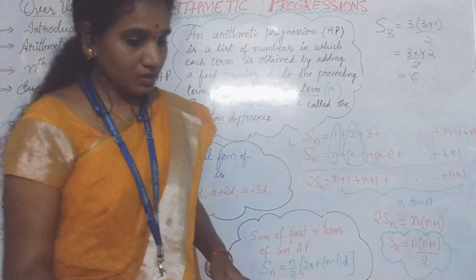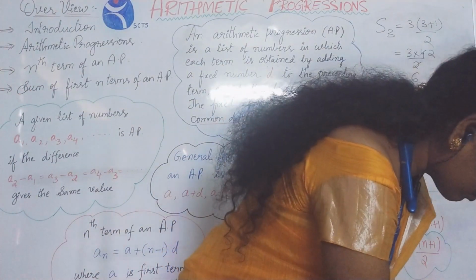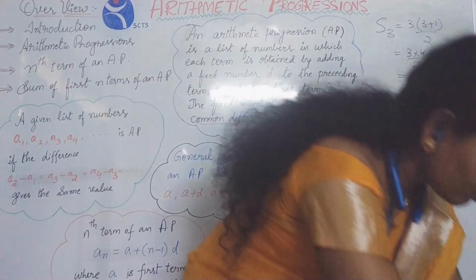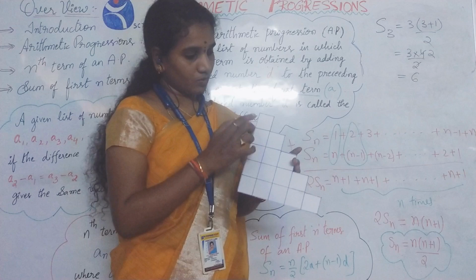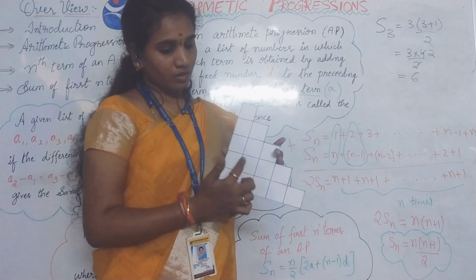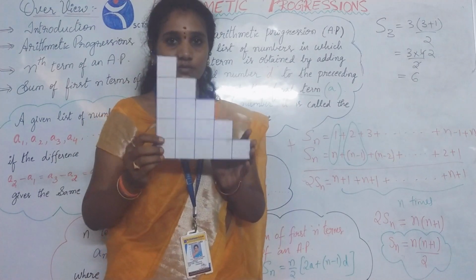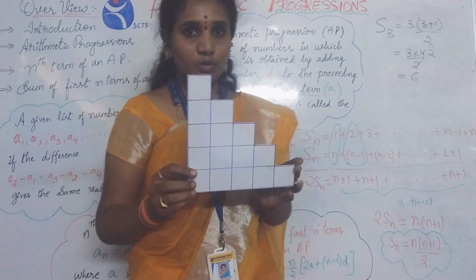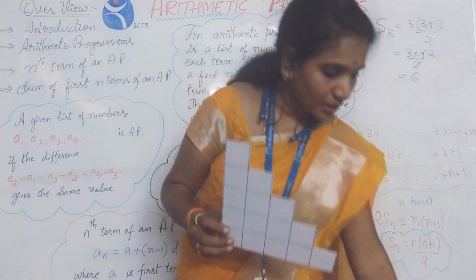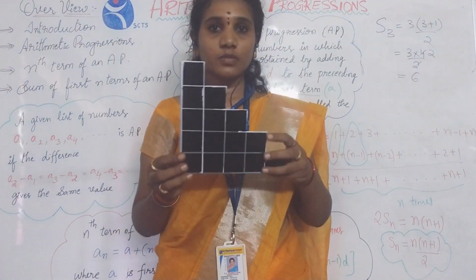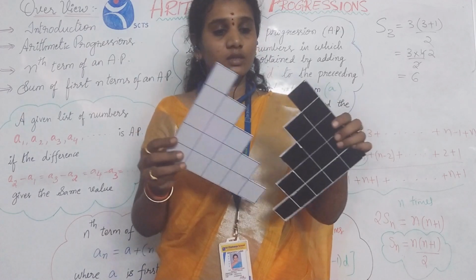Now let us calculate the sum of 5 natural numbers. Now I have taken 5 natural numbers: 1, 2, 3, 4, 5. To calculate the sum of these 5 natural numbers, I am using the same method again. I am taking a replica of this. Now fitting this into this.